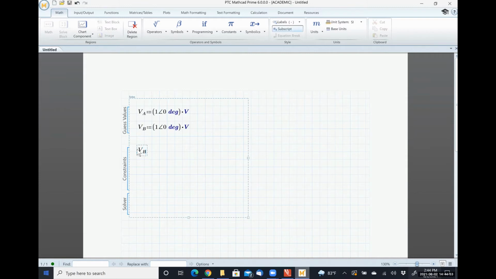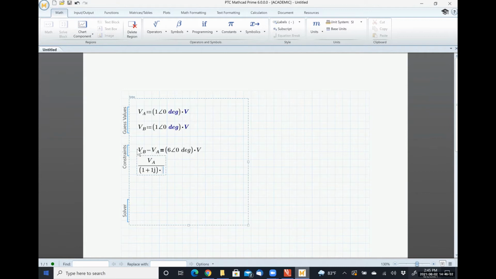So I should have VB minus VA is equal to 6 angle 0 degrees. That doesn't look like degrees. Volts as my first equation. And then I will have VA divided by 1 plus. So in Mathcad, we can't do J1 or it'll mess things up. So instead we do 1J. And then I need to make sure that I multiply this by the units of ohms.